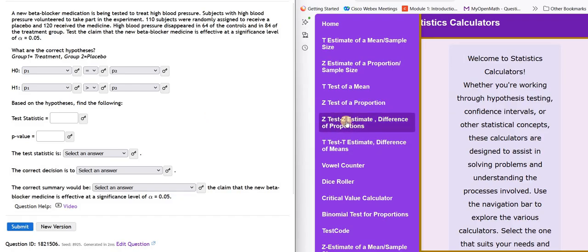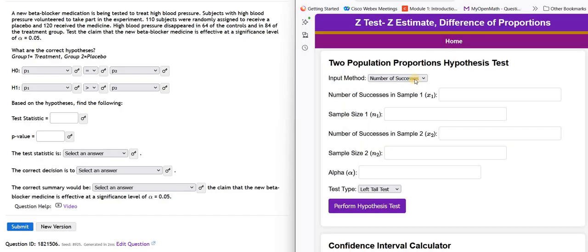Now we need to compute the test statistic and p-value, so we're going to head to the z-estimate or t test for difference of proportions, and we're going to use the number of successes since we don't have proportions but we do have number of successes. The number of successes in sample 1, that is the number of subjects that saw improvements taking the treatment, is 84. This is really important to determine which one is which. So we're going to start with group 1 and then we use group 2 for sample 2.